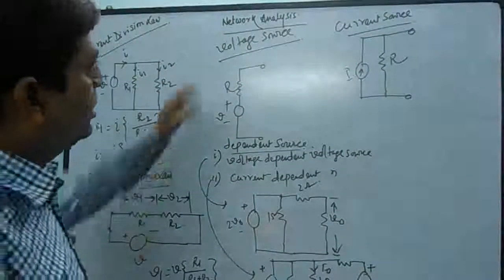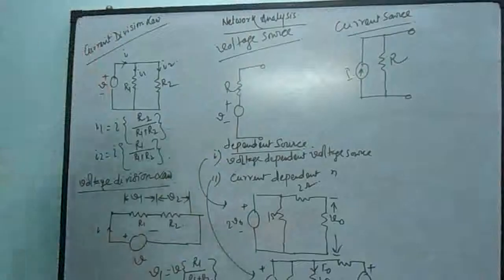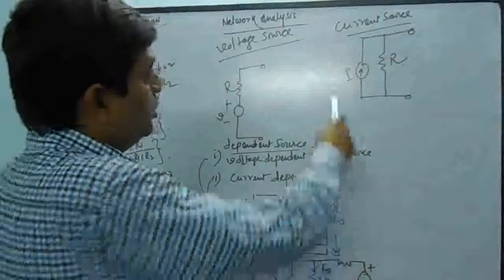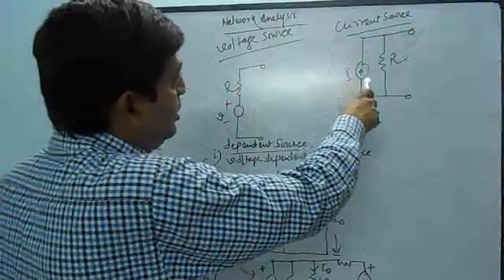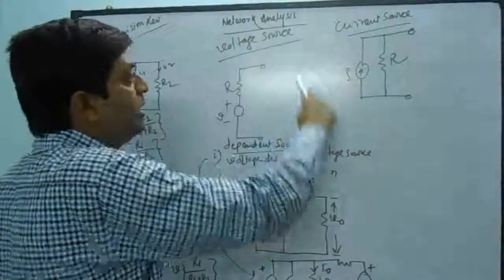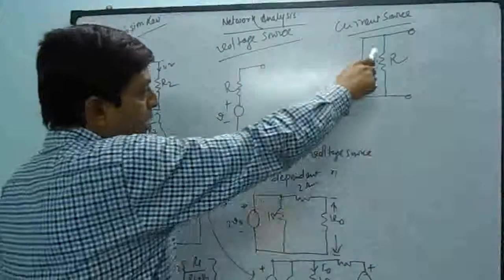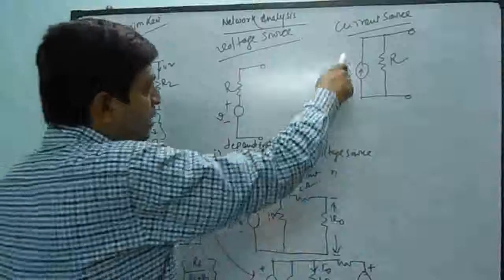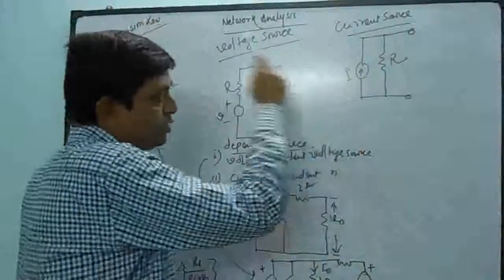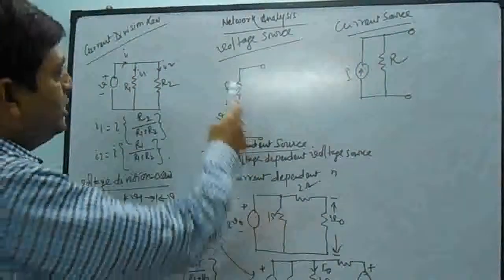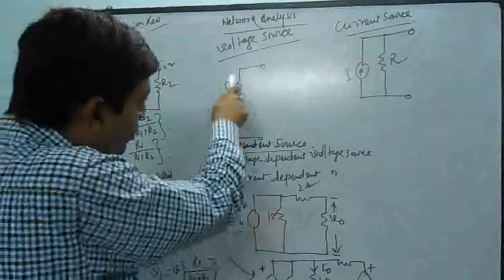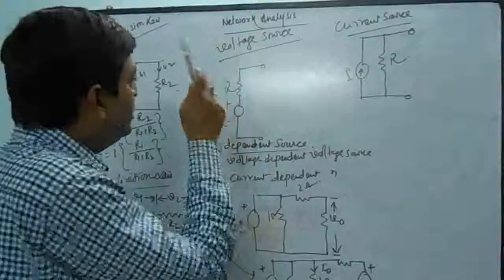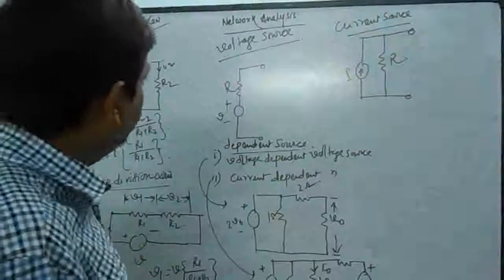Now current source. Current source is always associated with a parallel resistance. So what is an ideal current source? If the value of this parallel resistance becomes infinity, then the current will be maximized, so it is called the ideal current source. And what is an ideal voltage source? If the value of the internal resistance is close to 0, then it is called an ideal voltage source.